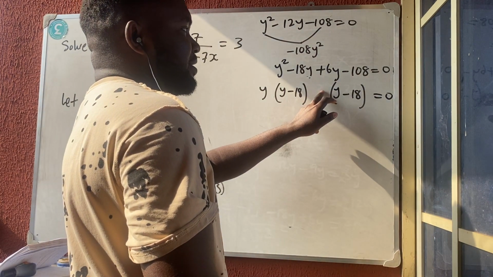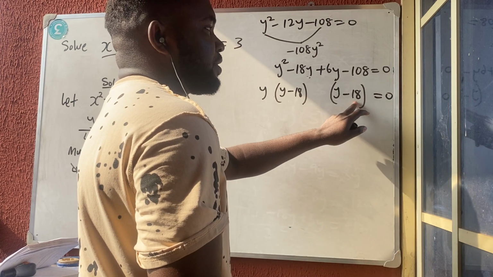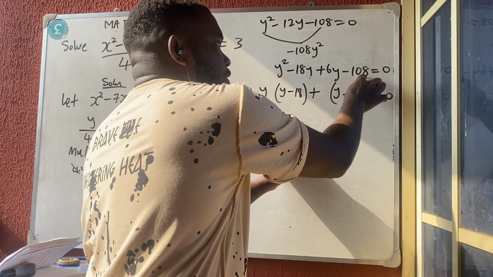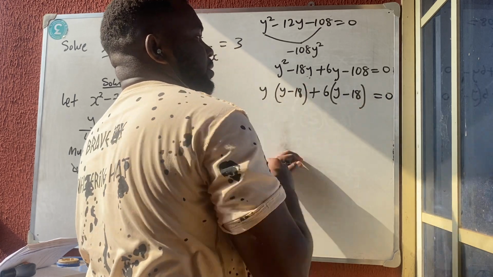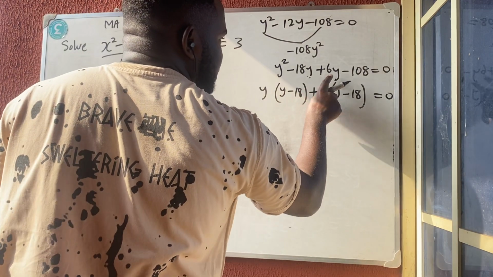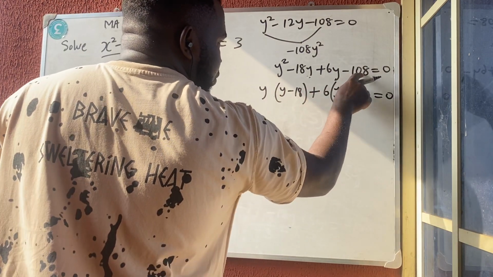So how do you get the person outside? You get the person outside by saying the last person divided by the last person. But before that, minus minus will give you plus. 108 divided by 18, I'm having 6. That is how to get what is outside. You check if it's correct. Plus 6 times this, I have 6y. Plus 6 times this, I'm having 108.